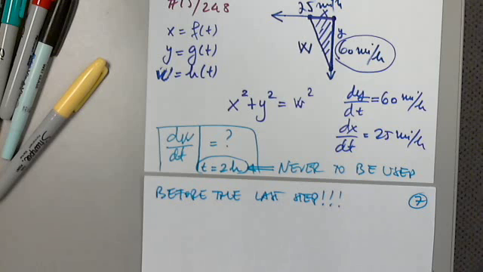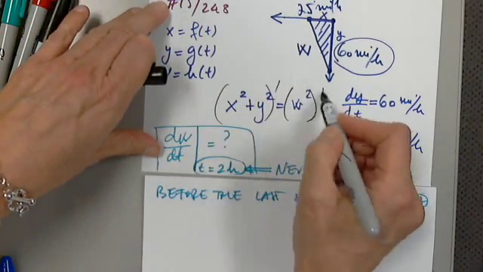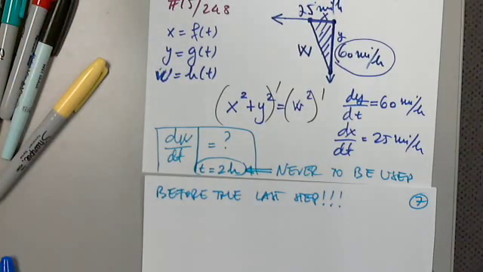Good. So let's summarize what we have. We have dx over dt, we have dy over dt, we are after dw over dt. I have an equation that has all these three functions in it. How do I determine dw over dt? What should I do? Something I learned in this chapter, which is called implicit differentiation. That's my only hope.